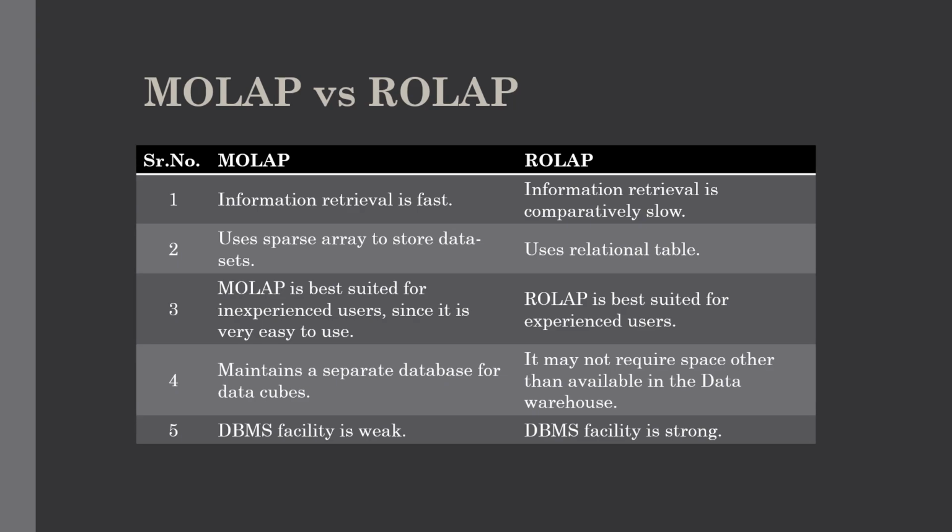For MOLAP servers, the information retrieval is fast, so the queries will require less time to execute. On the other hand, for ROLAP servers, information retrieval is comparatively slow, so queries will take a longer time to execute for data analysis purposes. The next point is that MOLAP servers use a sparse array to store the data sets. We have already discussed this in the previous slides, where we covered how MOLAP works and what the key points are. On the other hand, ROLAP uses relational tables.